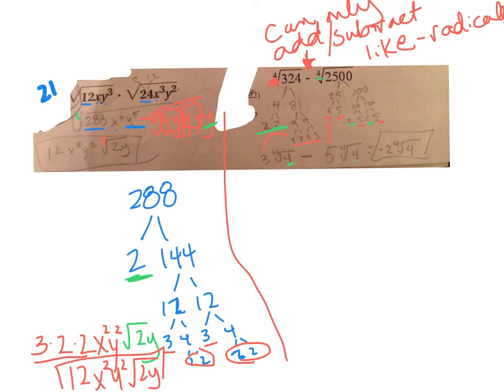So now we have like radicals. We have the fourth root of 4 and the fourth root of 4. So this is just like adding 3x minus 5x. We would get a negative 2x. Well, it works the same with radicals. You're really just adding and subtracting the number out front, which is how we got a negative 2 fourth root of 4.